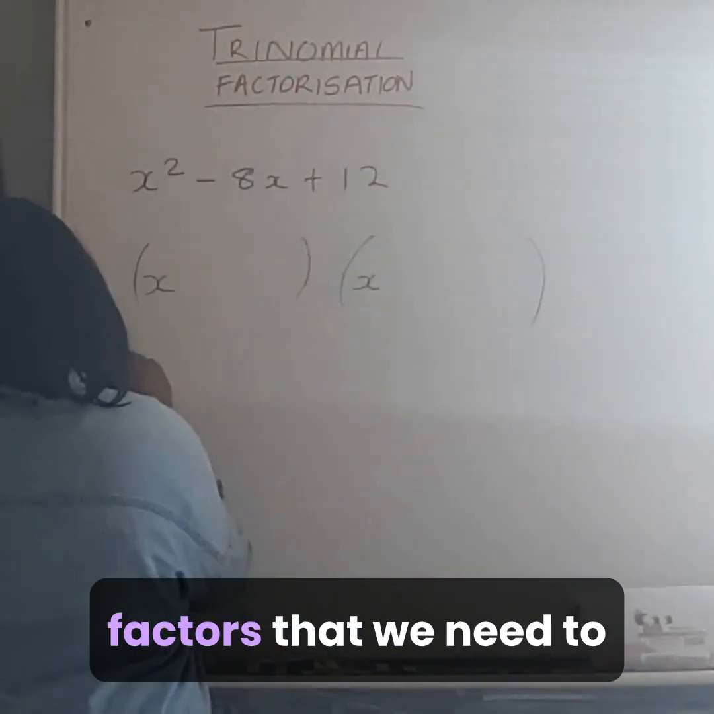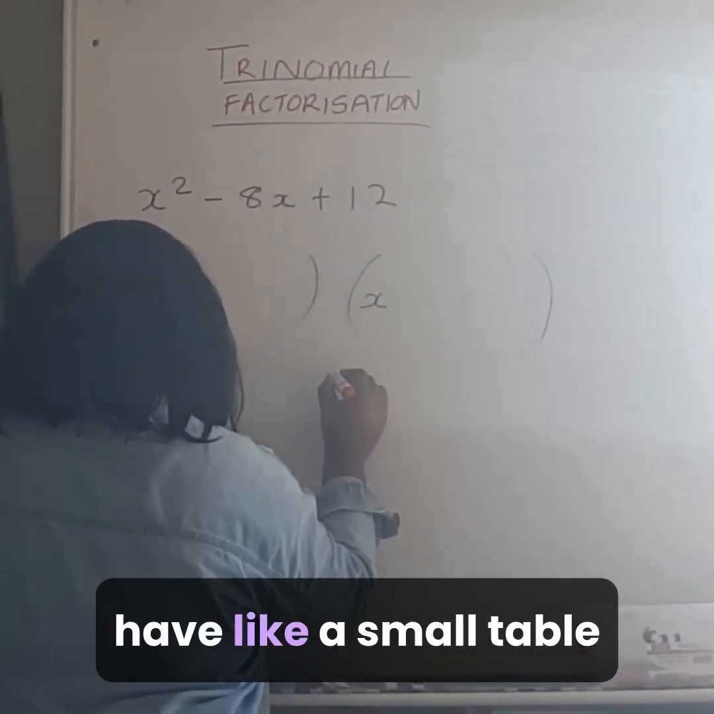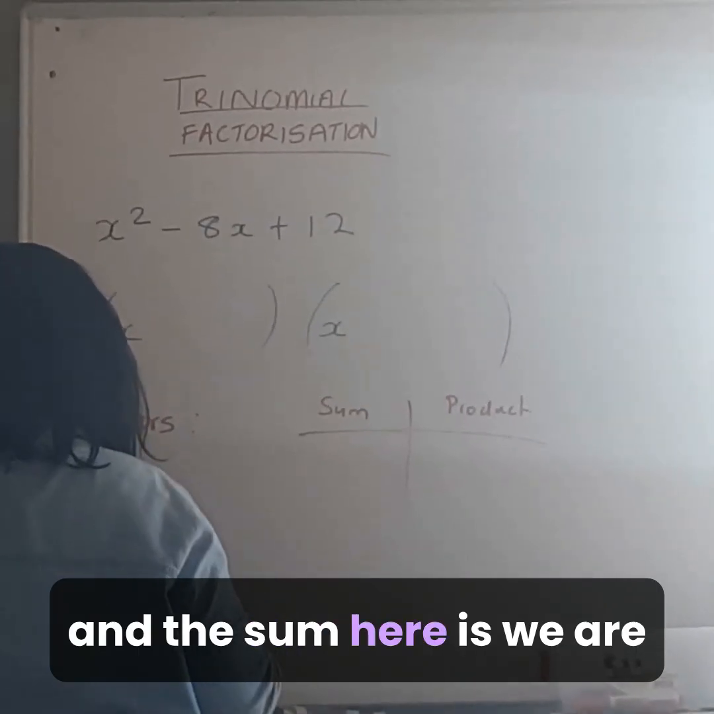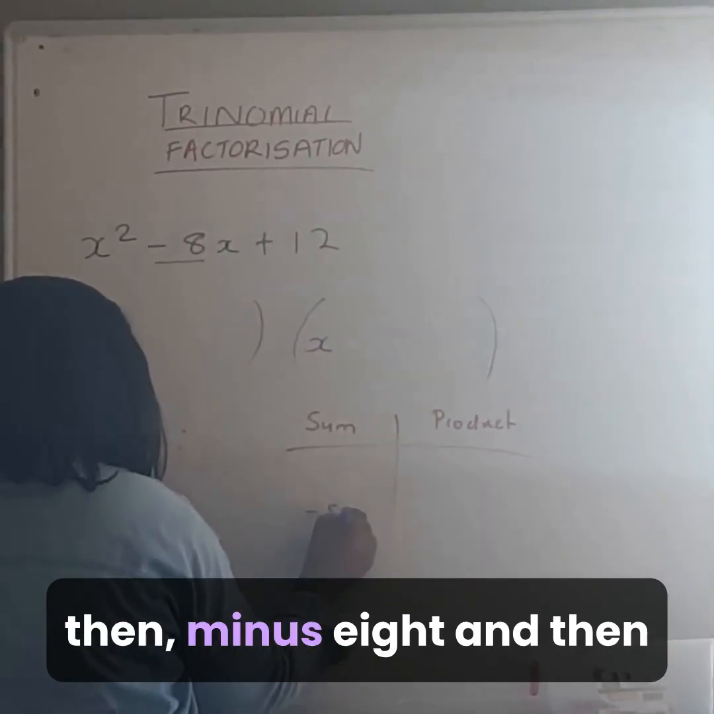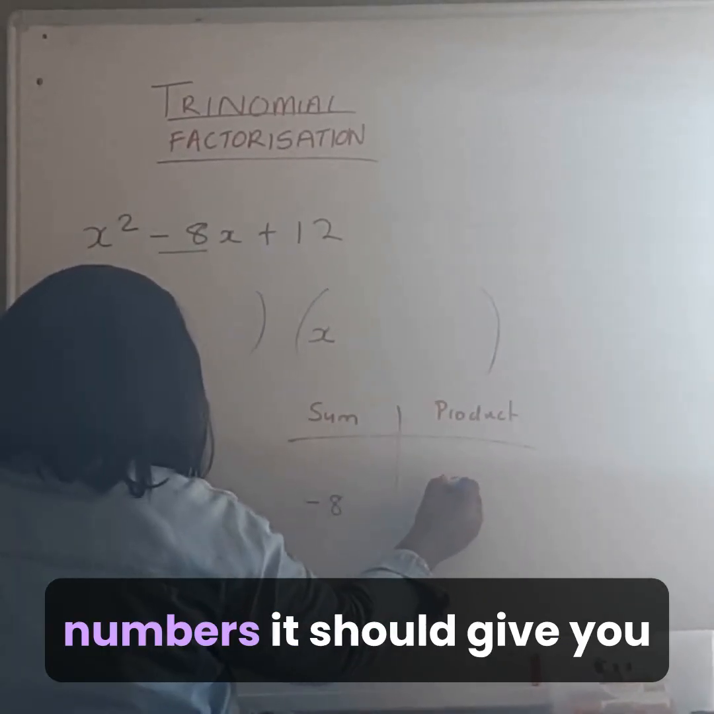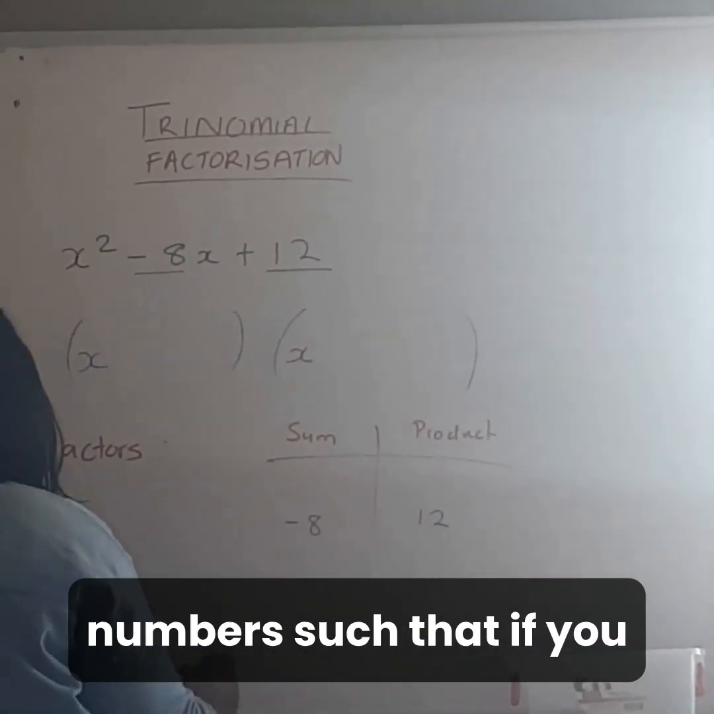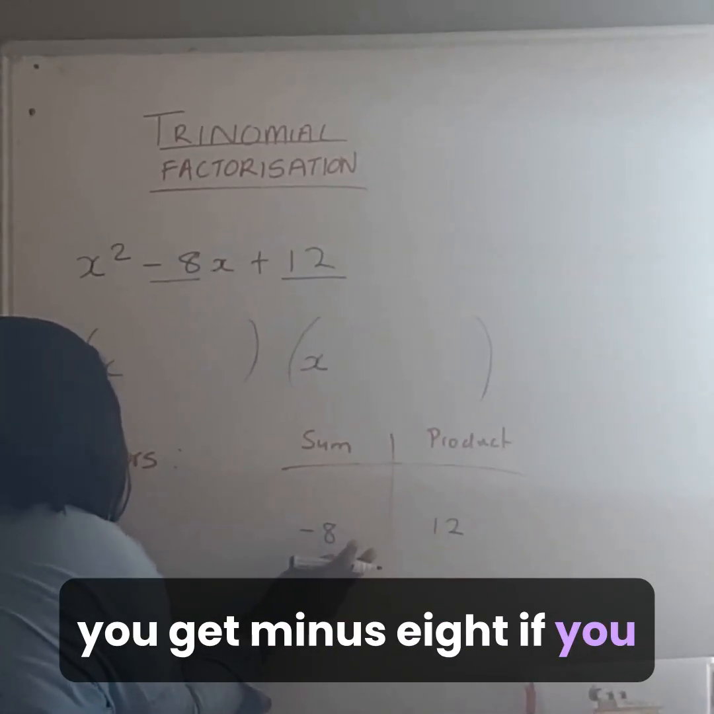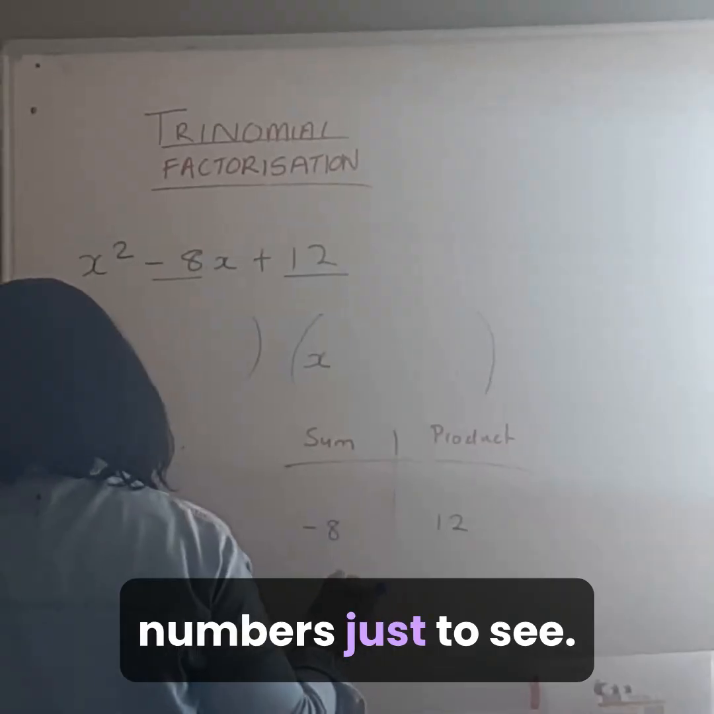In order to explore our factors that we need to complete that factorization, we can just have a small board where we say sum and product. The sum here is we are looking for two factors that add up to this number, the minus 8, and the product must be, if you multiply the two numbers, it should give you this constant term. So let's think of two numbers such that if you add them, you get minus 8, and if you multiply, they give you 12. So we can look at a few numbers just to see.